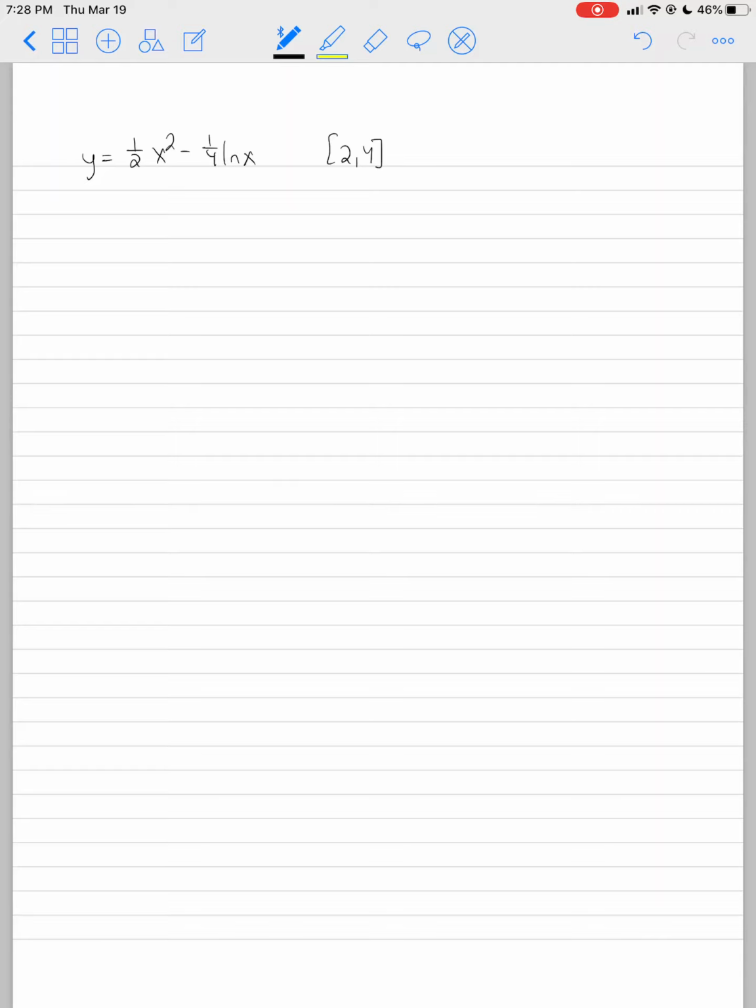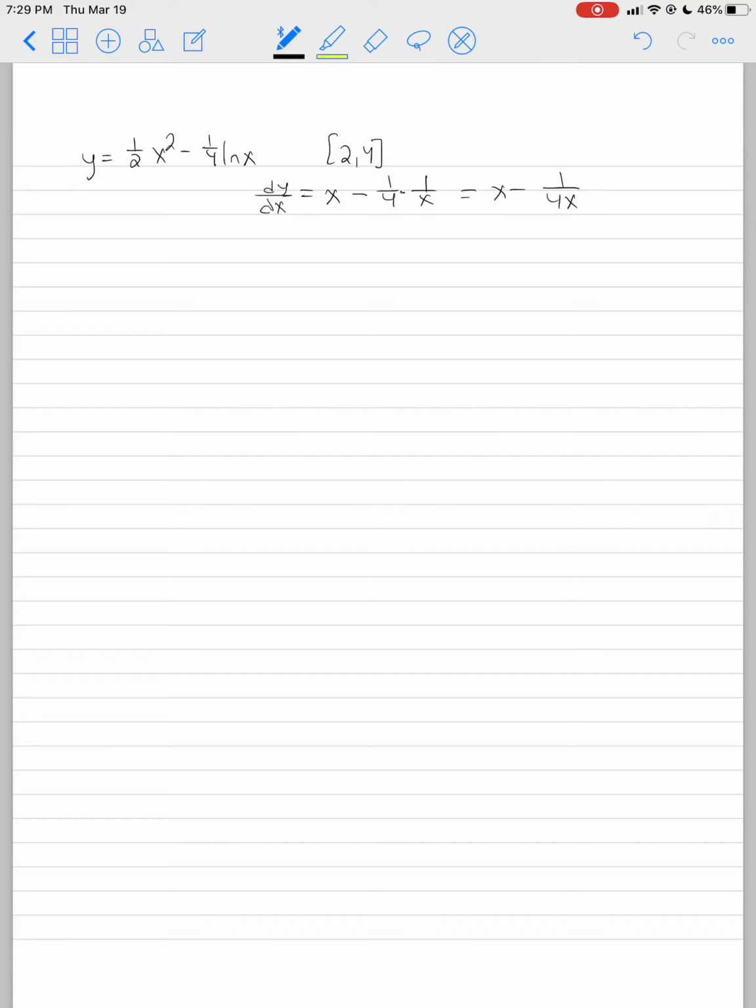Okay. All right, before I go to my formula, I'm going to compute dy/dx. This is, of course, the derivative of y. So that gives me x minus 1/4 times 1 over x, or x minus 1 over 4x.